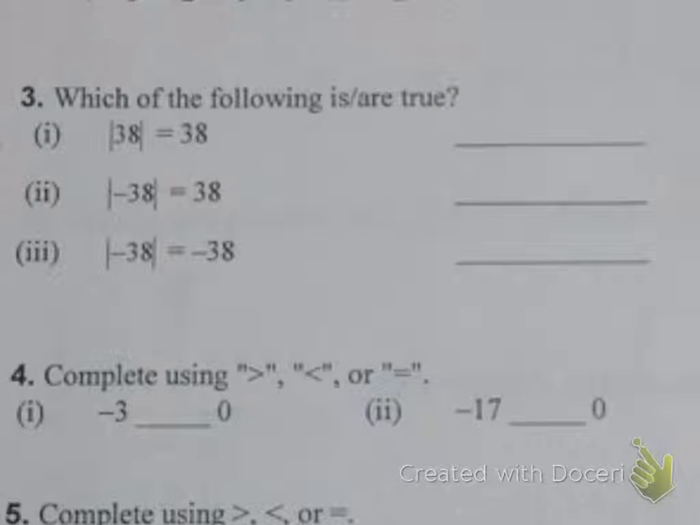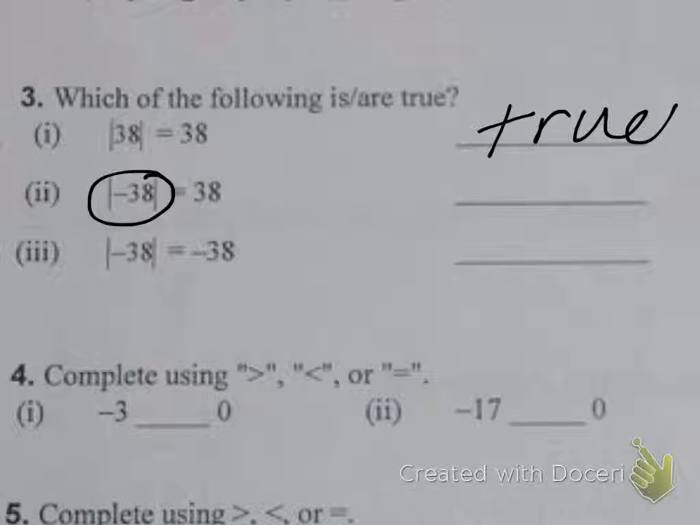For number 3, this is the absolute value symbol, so we read this as the absolute value of 38. That's asking, absolute value, how far from 0? Is 38 places from 0? And that is true, it is. It's 38 places from 0. The next one, the absolute value of -38, means is -38 places from 0? Yes, it would take 38 hops to get there, so that is true.